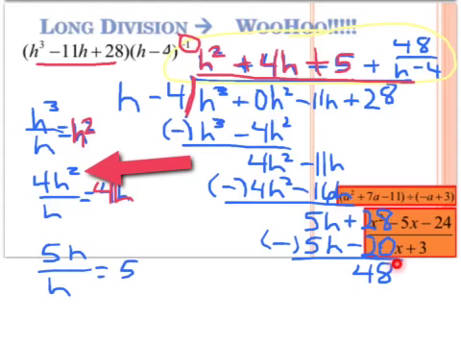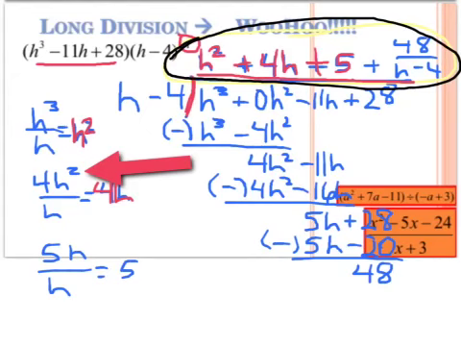Now, I don't have anything else to bring down on the problem, so therefore I'm going to stop. And this will be my remainder. You guys probably remember remainder back in the day. So I'm going to put plus 48, that 48, divided by what was out front, h minus 4. You simply write it like this. And this whole thing becomes your answer.